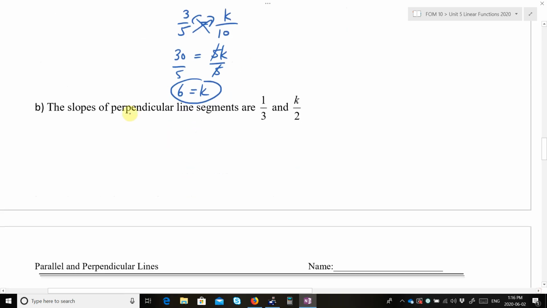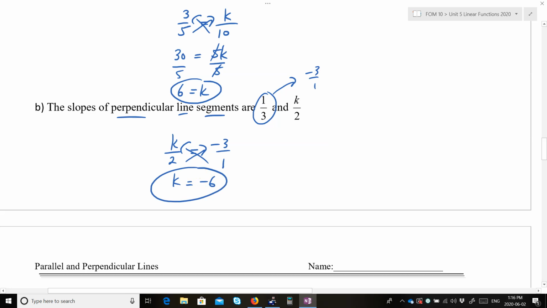The slopes of perpendicular line segments are 1/3 and k over 2. Okay, so that means that k over 2 has to be the opposite reciprocal of that, which is negative 3 over 1. And now we can solve, and you get k equals, 1 times k is k, 2 times negative 3 is negative 6. That looks good.